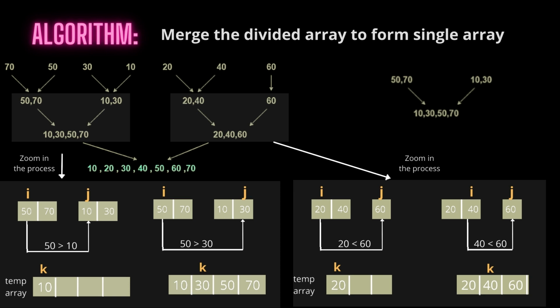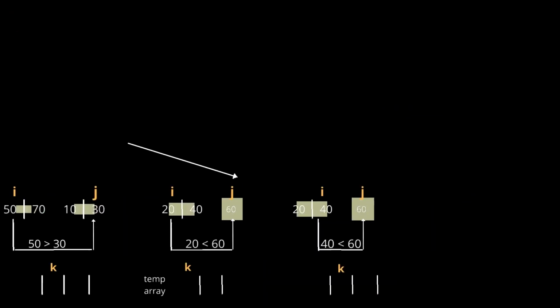The size of the temp array is equal to R minus L plus 1. And at last, we copy the elements from the temp array to our main array. We'll see that step in the code.